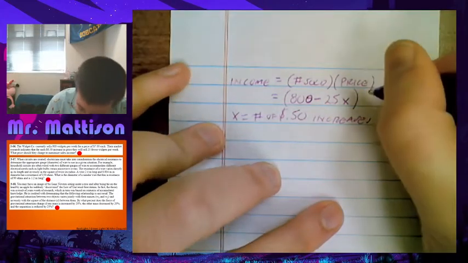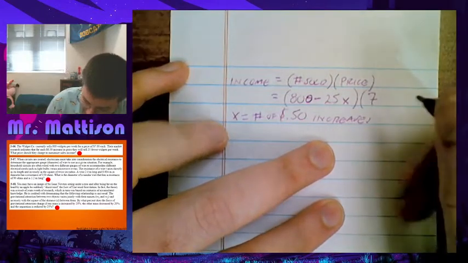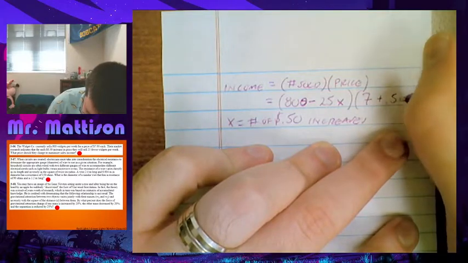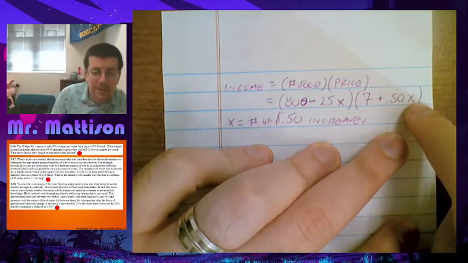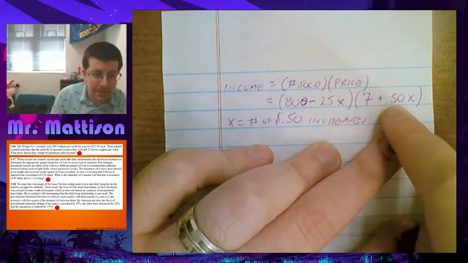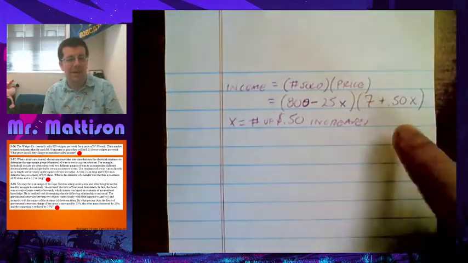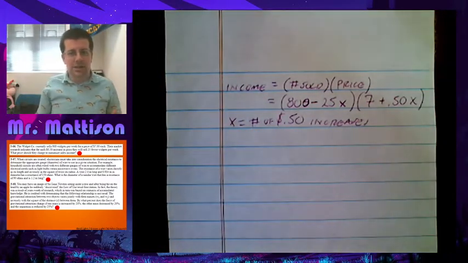Then my price, that starts off at $7, right? And I want to increase that price by 0.50 times x, because my number of 50-cent increases times 50 cents, added to my starting price, is how much I'm going to be selling it for. So there is my equation that I can optimize here.